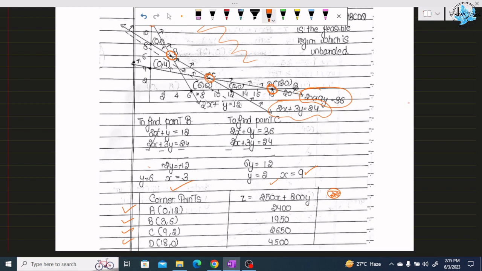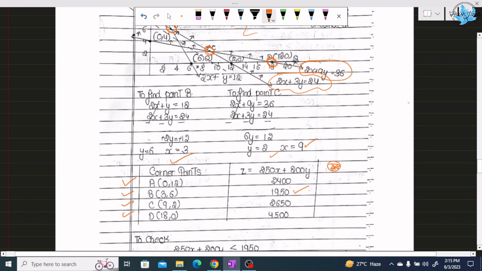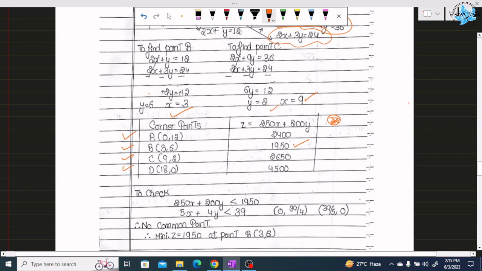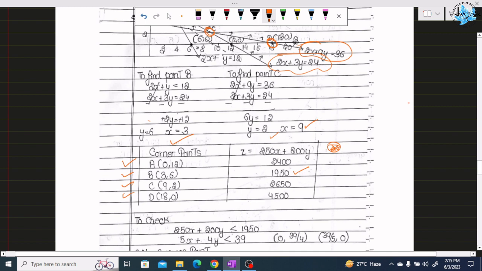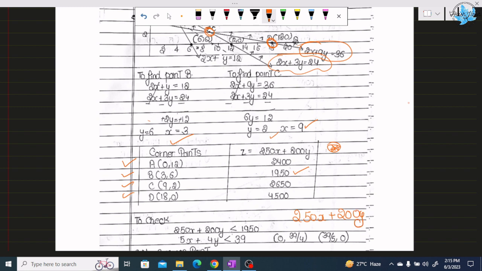Now the question is asking the minimum z. So you have to find the minimum value. So the minimum value is 1950, you are getting at the B. So now the graph is unbounded, so we have to check whether 1950 is a minimum value or not. To check the minimum value, whatever the objective function is given to you, you have to verify is there any point which is greater than or equal to 1950. If you get any point which is greater than 1950, it means this is not the minimum value, and if you do not get any such point, it means that this is your answer.